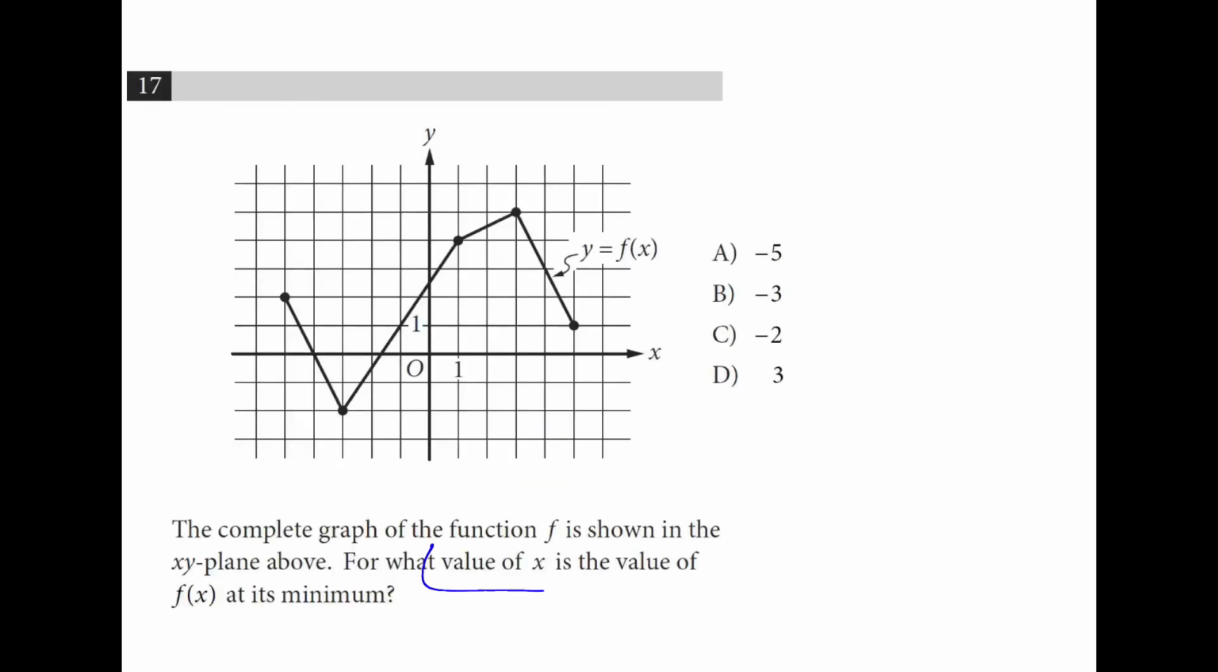For what value of x is the value of f of x at its minimum? So if y is the minimum value, then x is what? The minimum value in this graph is here. What is x there? If we count over, that's 1, 2, negative 3.